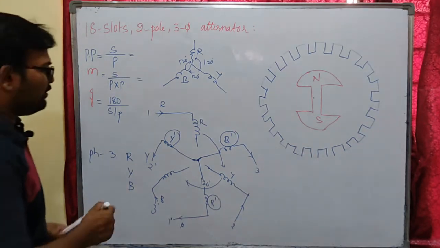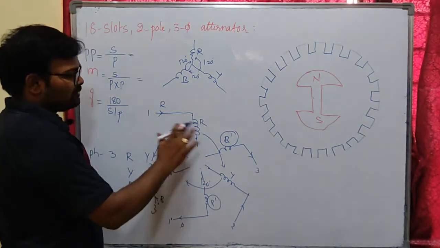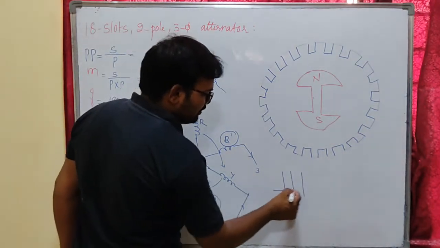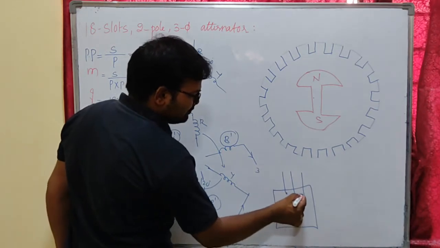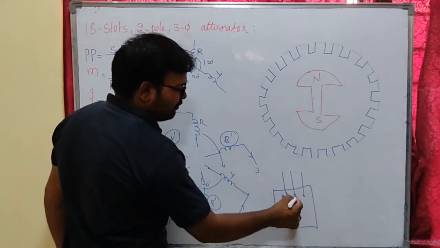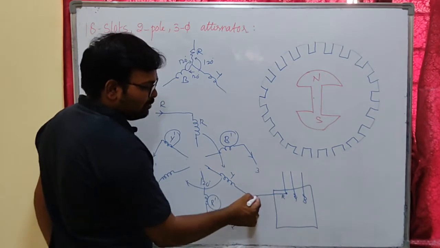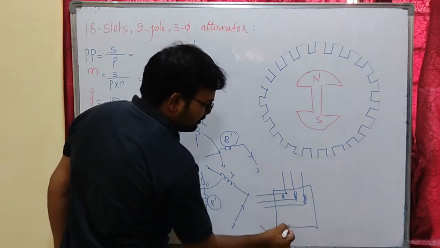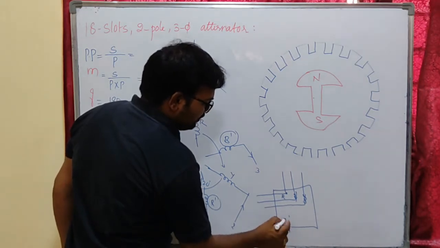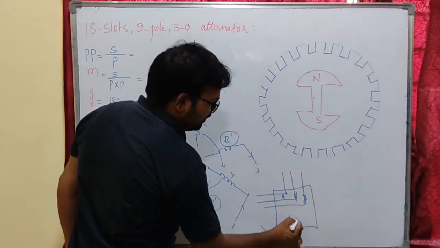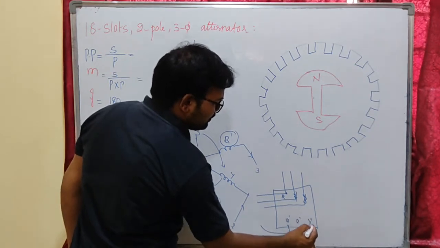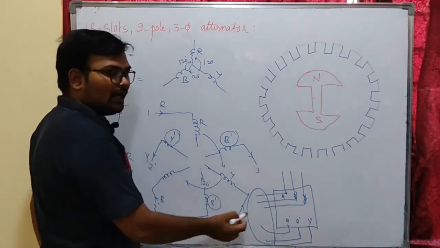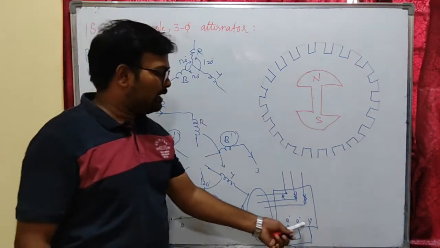You can see there are 6 terminals in the terminal box. These 6 are R, Y, B and R dash, Y dash, B dash. This is my terminal box, and this is my machine. R, Y, B go into the machine and R dash, Y dash, B dash come out of the machine.